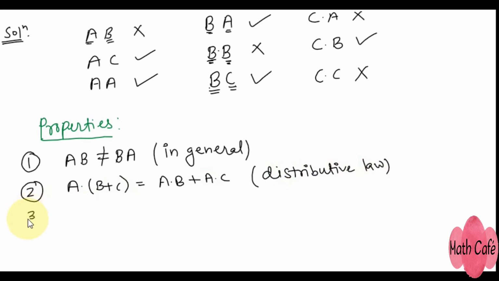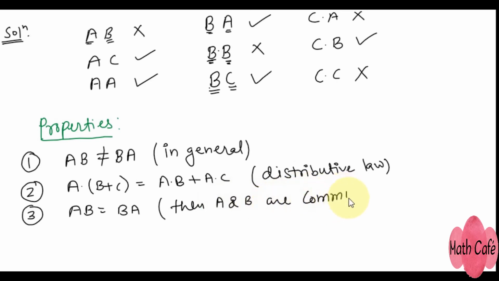In the third point, we will see that if AB equals BA, then A and B are called commutative to each other. Then A and B are commutative to each other. So if AB equals BA, then A and B will be called commutative to each other.